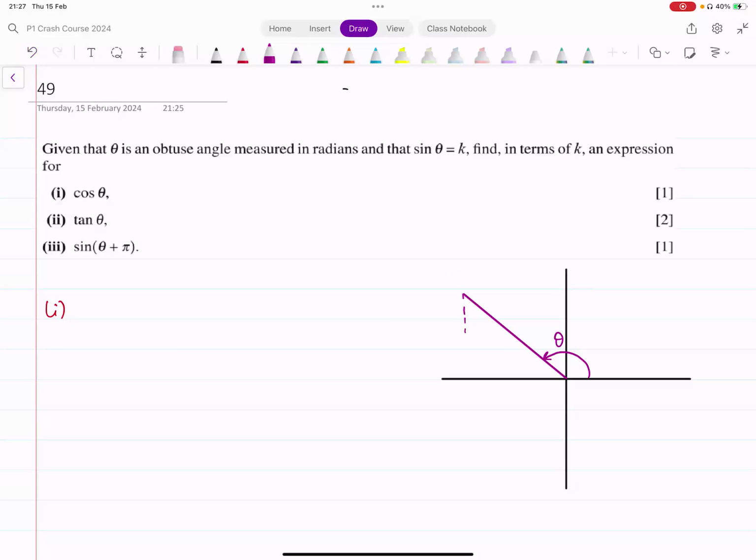Now we can make a right angle triangle here. This is the basic angle. Let's call this angle alpha. Now, what is the triangle going to look like?